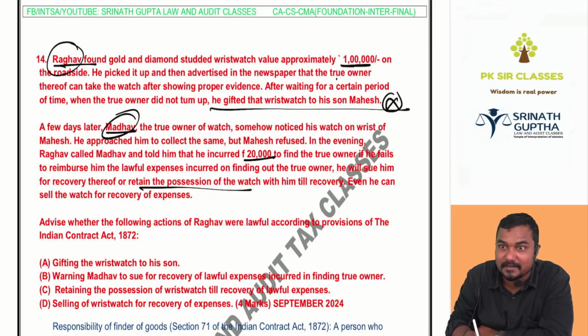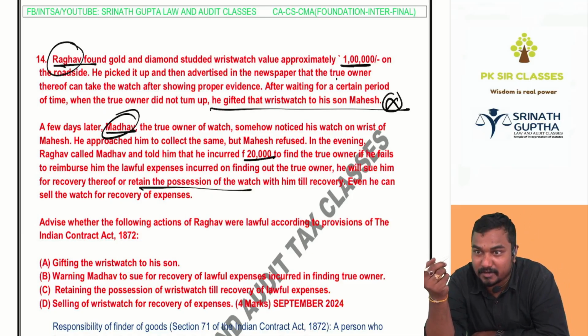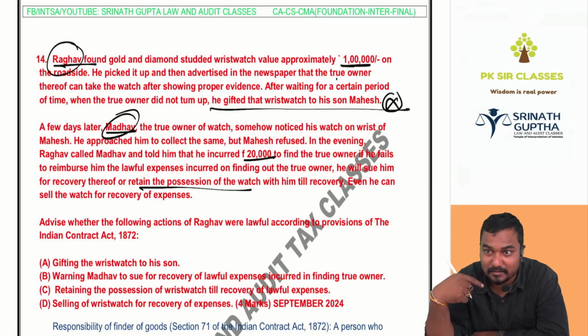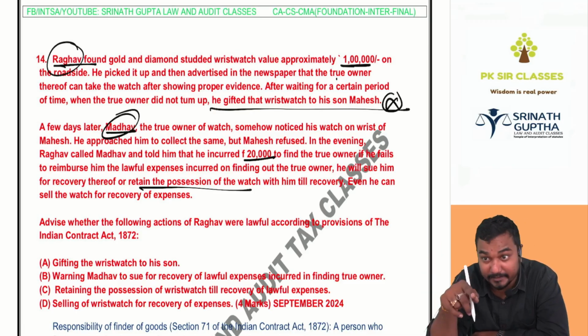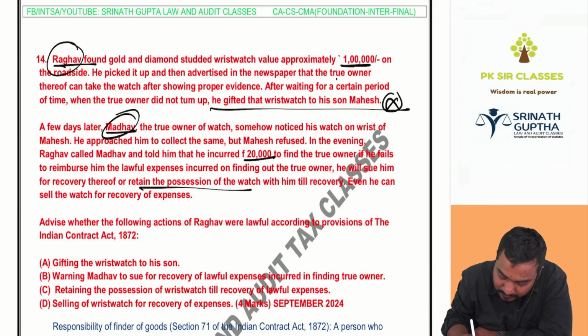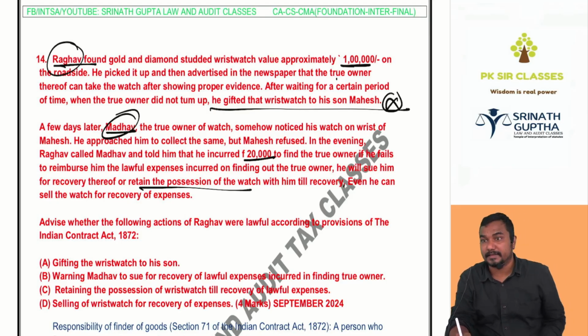Crazy. He said, I was spending 20,000 rupees in search of you. You have to give me 20,000, otherwise I will file a case on you. By the time, he is gifting it to his son. And retain possession of the watch with him till recovery. He said, until you pay me the 20k, I will keep the watch.